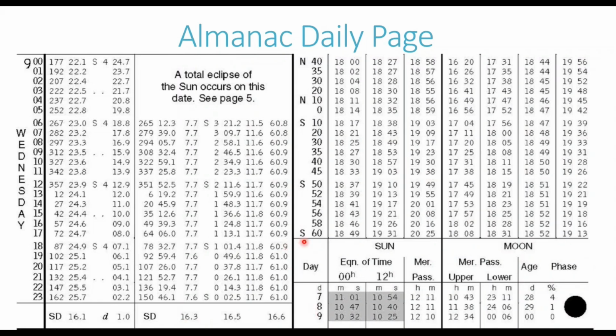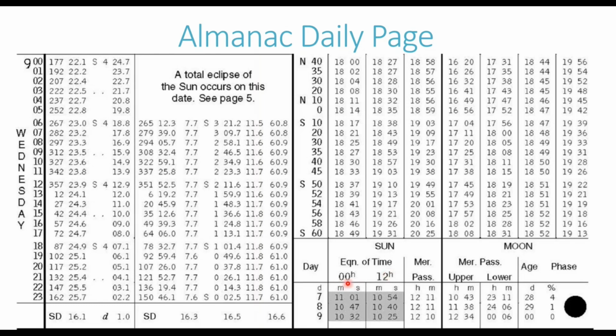You come to the right hand side. Now right hand side, you see the first box for the sun. For the sun, they have given you two parameters here. One is the equation of time. The equation of time is something related to the true sun and the mean sun, which we will discuss separately.